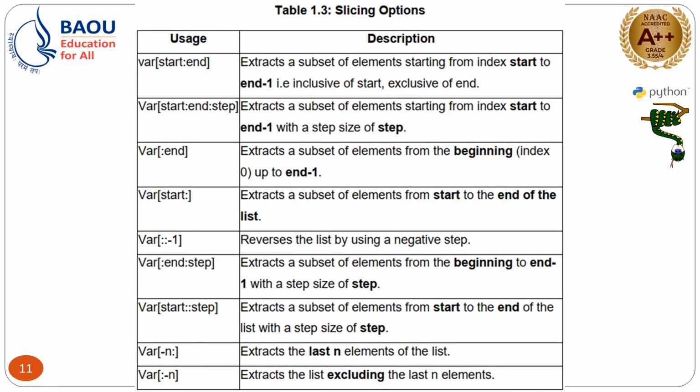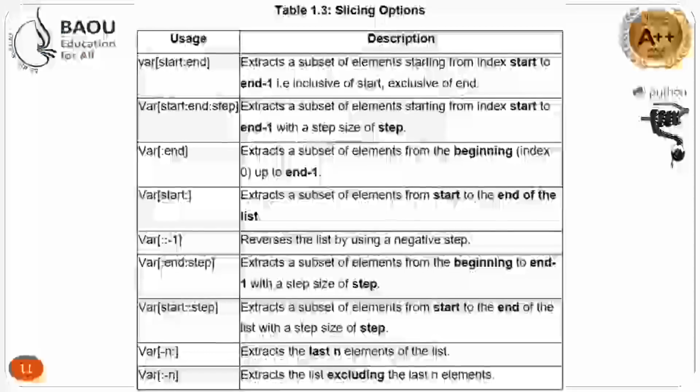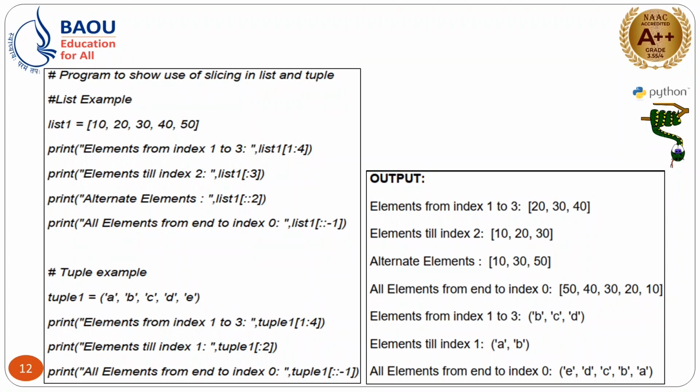So it is self-explanatory, and you can practice in the program with all these different scenarios while printing the values of a list as well as a tuple. You can see all these with the help of one example. We have created one list, and you are printing list 1 from 1 to 4. So 1 is our beginning index value, and 4 is the end, that is 4 minus 1, so up to index 3 will be printed.